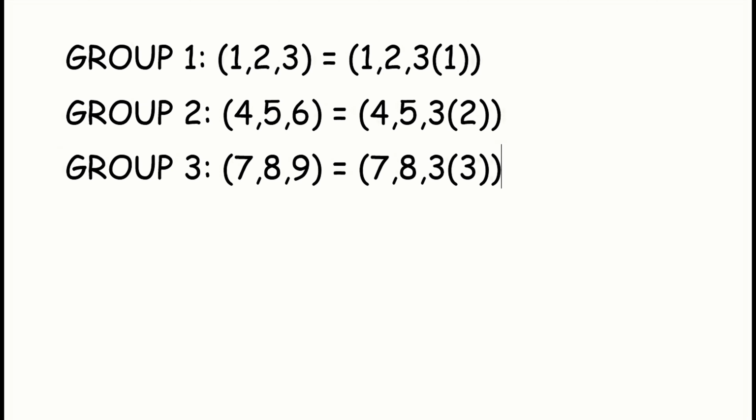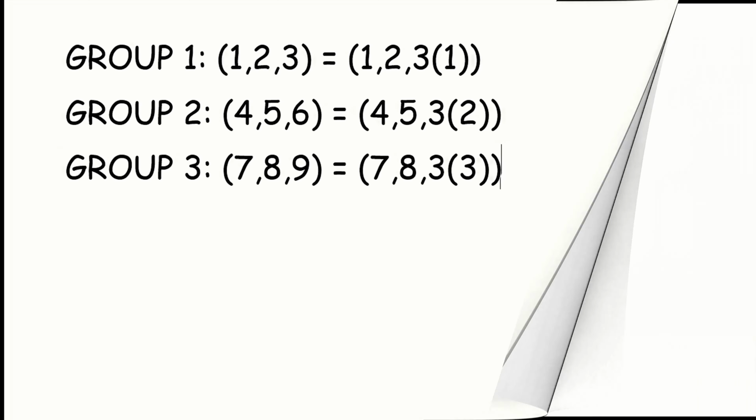We can see that the multiples of 3, in other words, the 3, 6, 9, 12, 15, and so on, we are just writing as 3 times the group number. So 3 times 1, 1 would be the group number. 3 times 2, 2 would be the group number. And 3 times 3, 3 would be the group number.